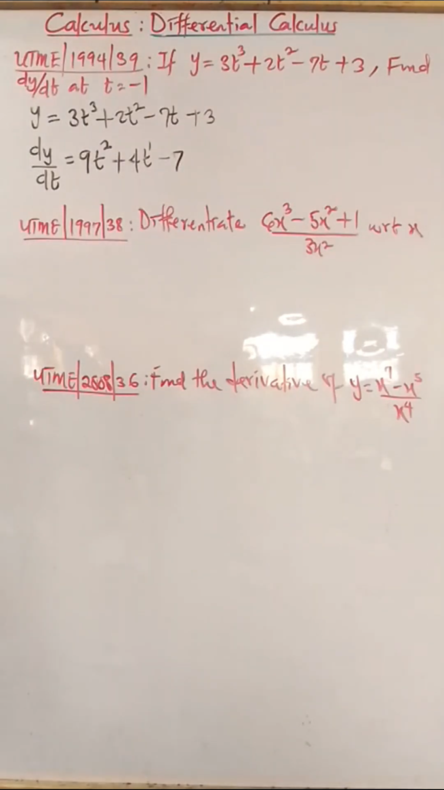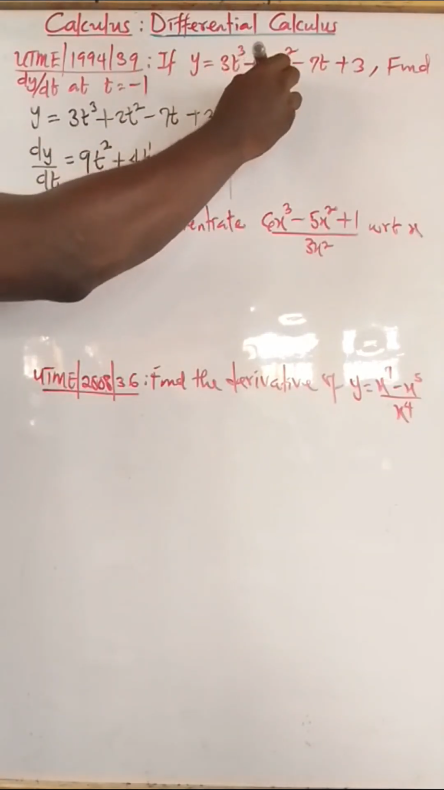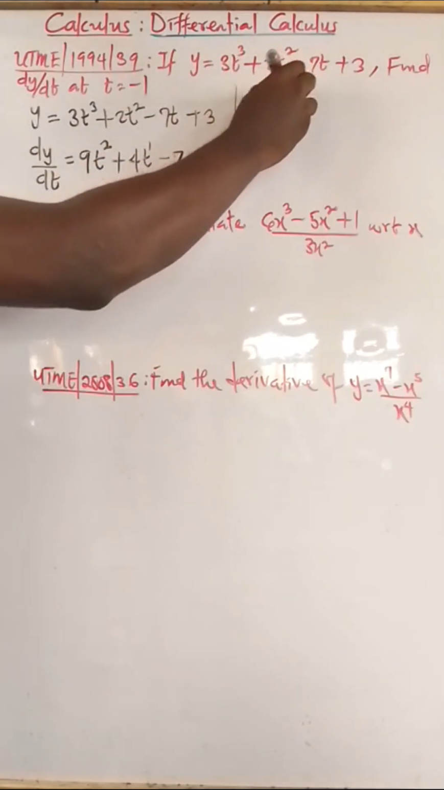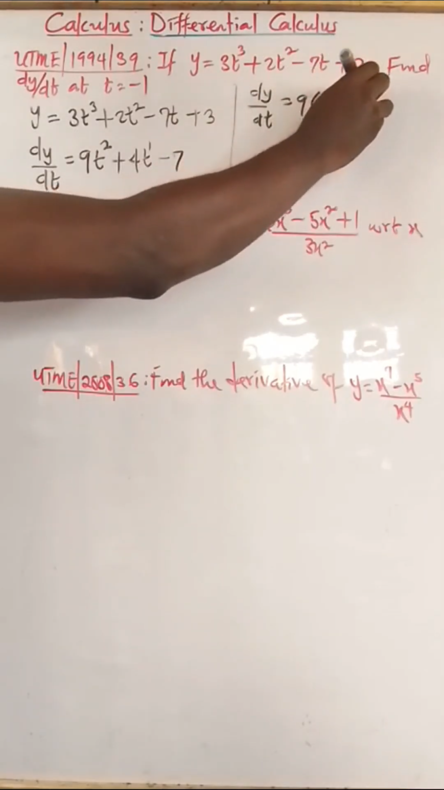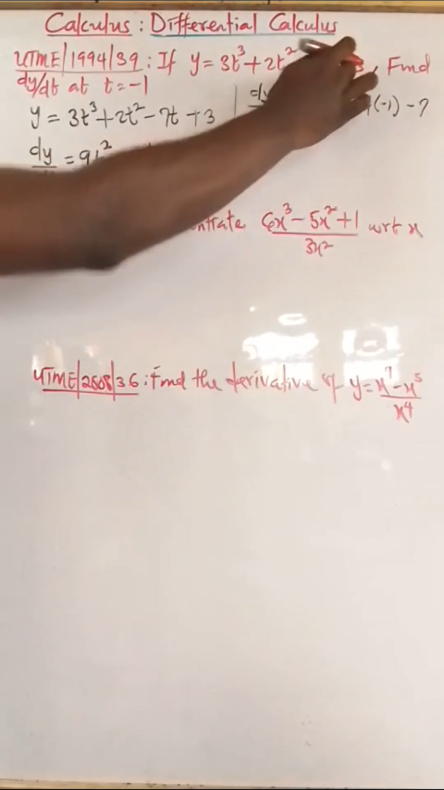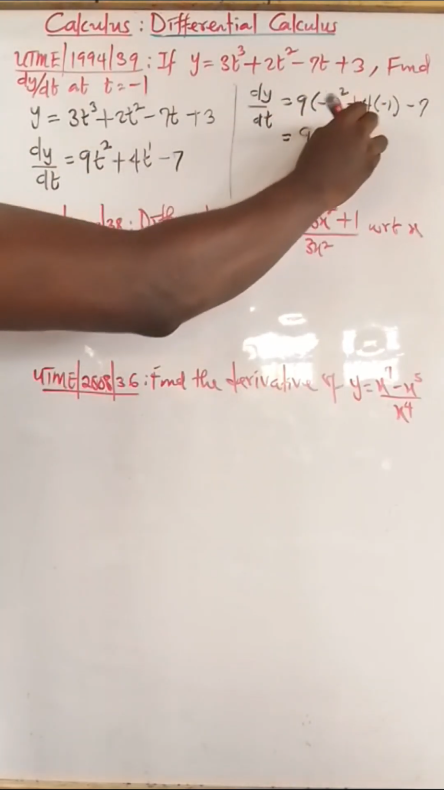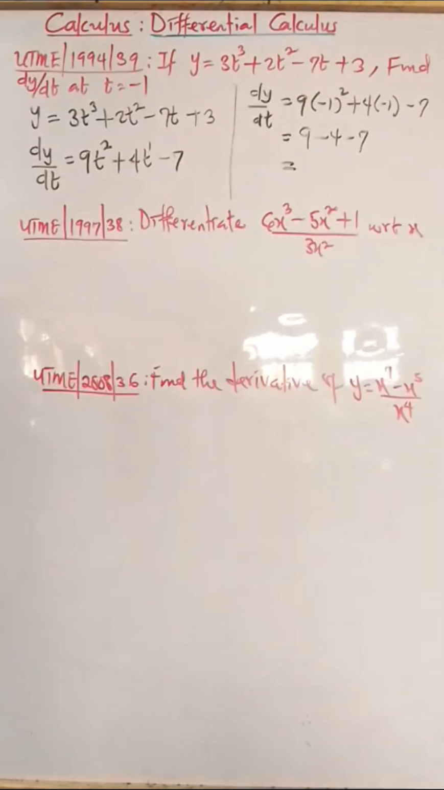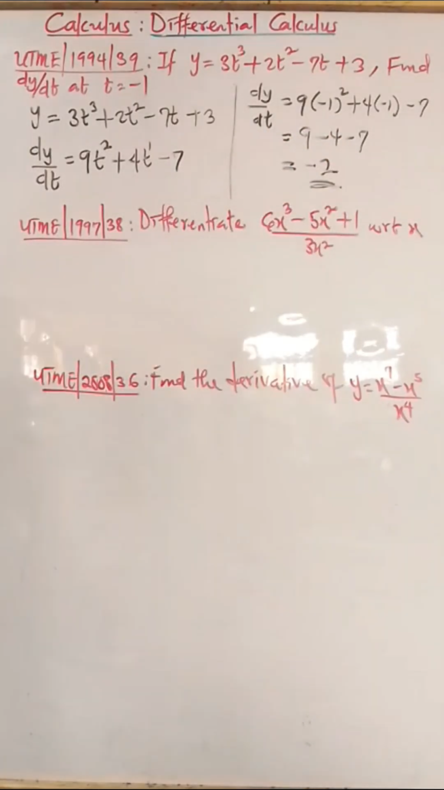That's the answer. But we are to look for the value at t equals minus 1. So from here, it means dy dt becomes 9t squared plus 4t minus 7, here put minus 1. 9 times minus 1 squared plus 4 into minus 1 minus 7. So minus 1 squared is 1 times 9, 9. Then minus 4 minus 7. So the final answer becomes what? Minus 2. That is the answer.